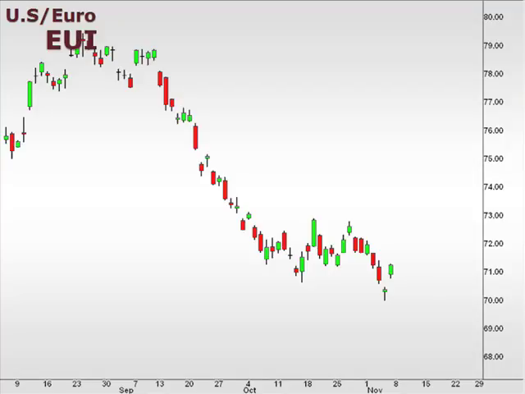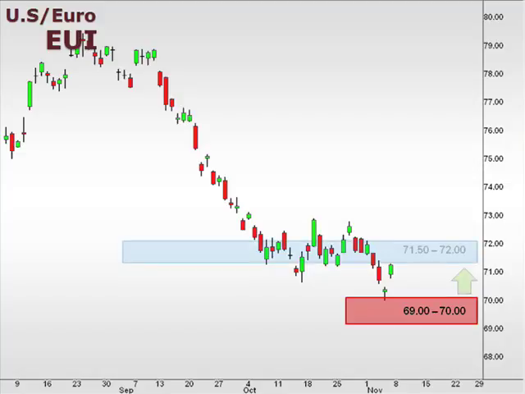Taking a look at the EUI, the U.S. versus the Euro, the EUI tested 70 before bouncing positively on Friday. 71.5, 72 will act as resistance. Until we see a break above 72, the U.S. dollar will remain in a downtrend against the Euro.